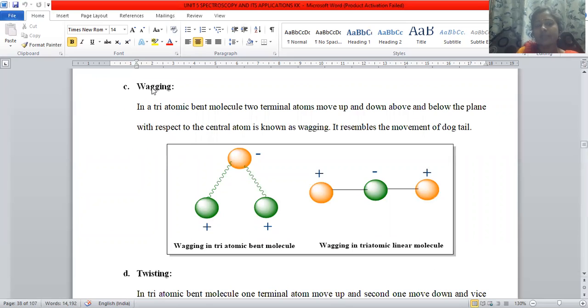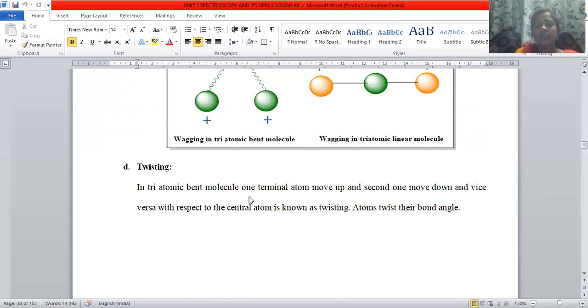And next is about wagging. The central atom remains within the plane and the remaining two terminal atoms will move up and move down. So in that way, both atoms are going up and down with respect to the central atom. This is called wagging. How a dog's tail moves in an up and down direction, in the same way wagging also leads to terminal atoms moving up and down. So this is about wagging. We are moving above and below the plane with respect to the central atom.